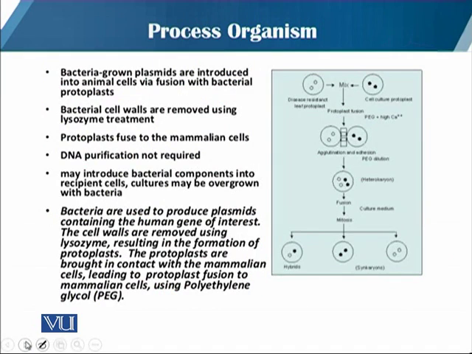You can see in this slide how protoplast fusion works, and how bacteria grown with plasmids are introduced into animal cells via fusion with bacterial protoplasts. The bacterial cell walls are removed using lysozyme, and these are the different techniques by which foreign material is entered into the new cell. So the plasmids are mostly entered into the new one.